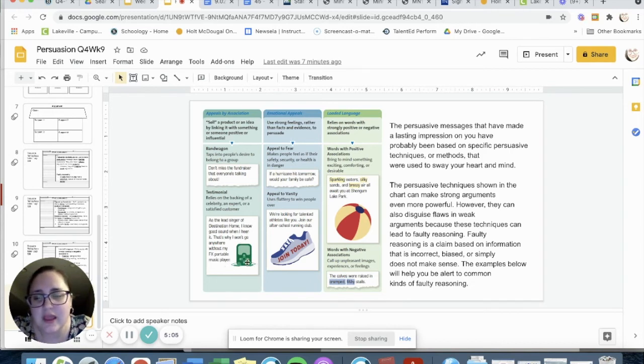So you can see that they are specifically selling a product and they're appealing to you by using their being a famous lead singer. This is a made-up example, obviously, but they're a famous lead singer and they are saying, look at how much of an expert I am because I'm this lead singer and this is the only thing I will use. You should use it too. So let's go on to emotional appeals, using strong feelings rather than facts and evidence to persuade.